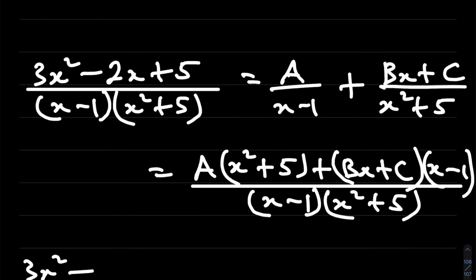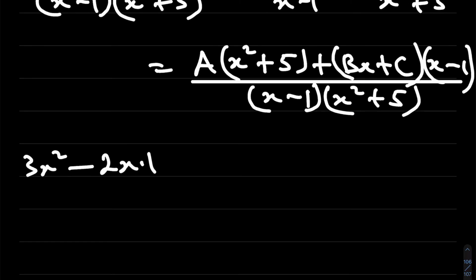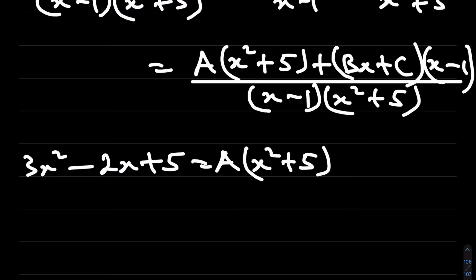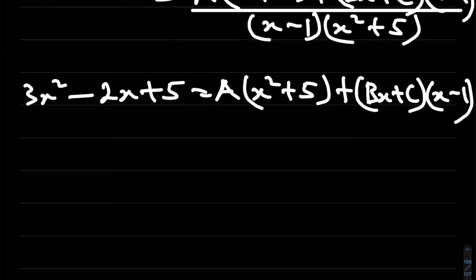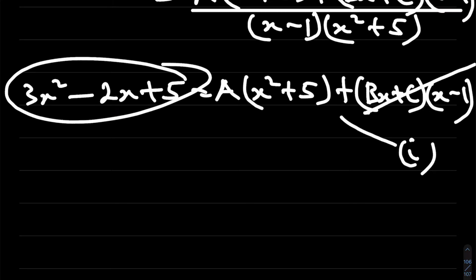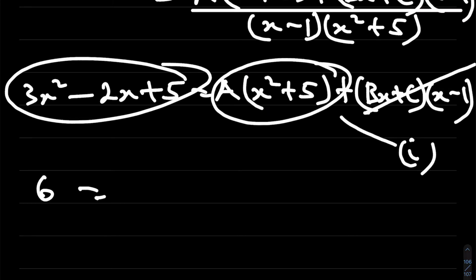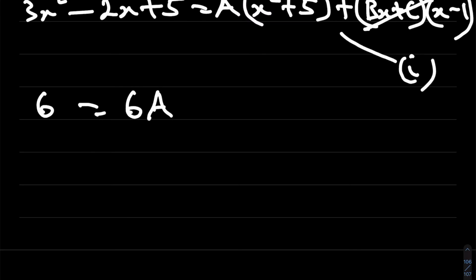3x squared minus 2x plus 5 equals A into (x squared plus 5) plus (Bx plus C) into (x minus 1). Now let's call this equation 1. If I put x equals 1 in equation 1, this will become 0, and the left hand side will be 6. That means 6 equals 6A. So 6A equals 6, which simply means A equals 1.